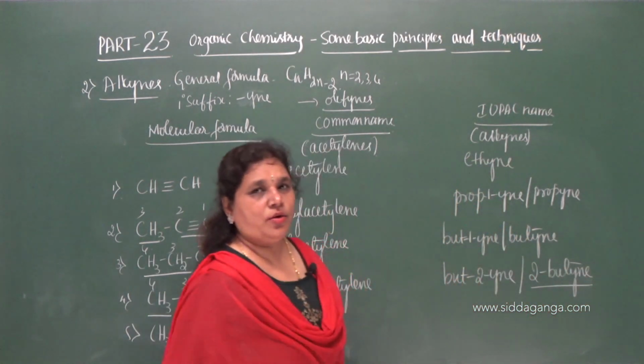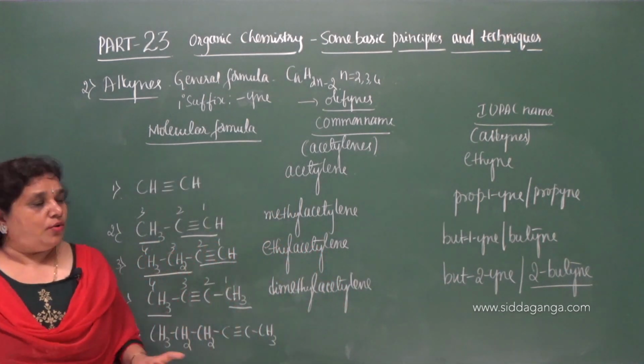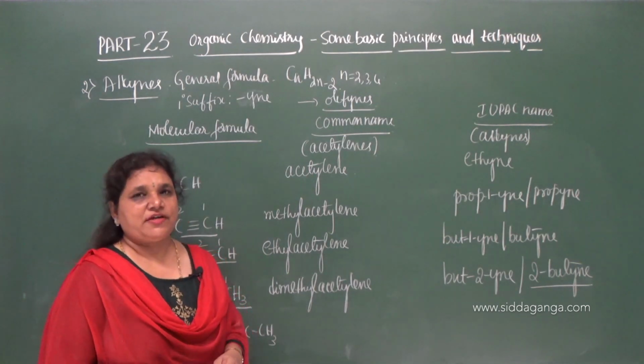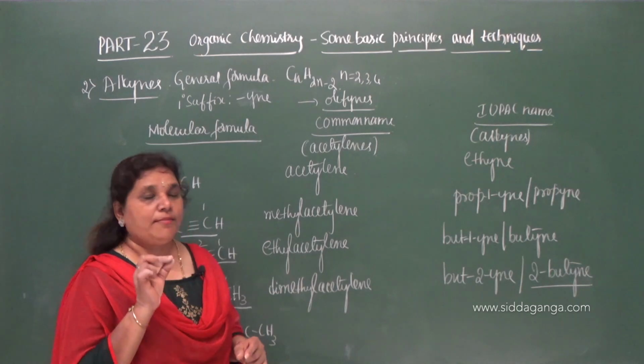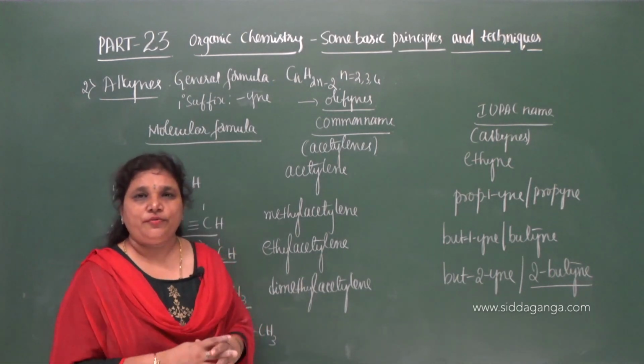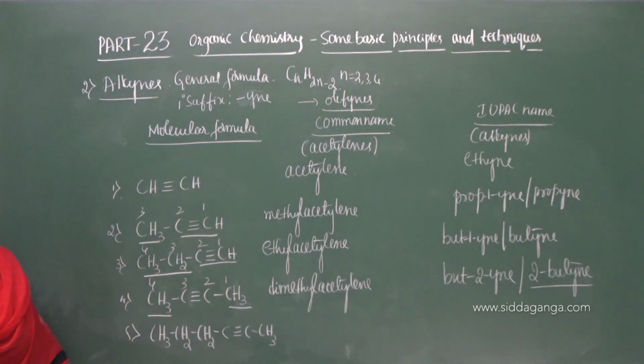We take the locant of the primary suffix before the root word only when there is no secondary suffix. Okay, now, therefore it is 2-butyne.